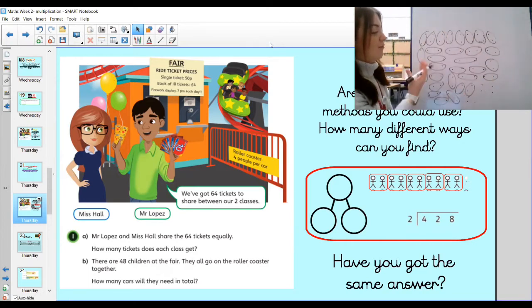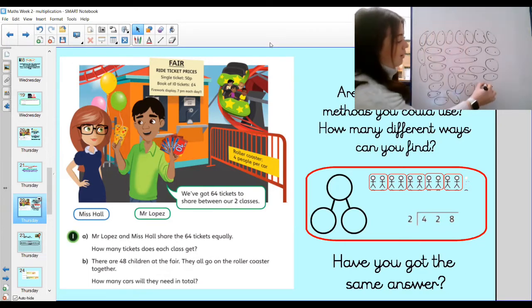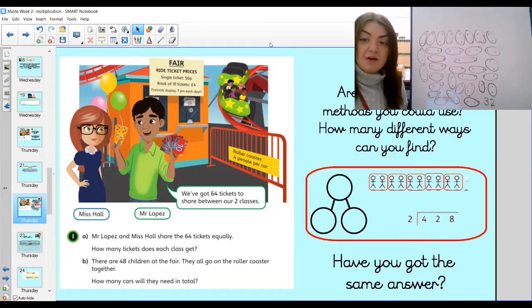I've got my 64 dots. I've done dots, but you could do anything. You could draw it. You could draw the ticket. And I'm grouping them into groups of 2. See how many? 32. So I still got the same answer, but it is a very, very long method.